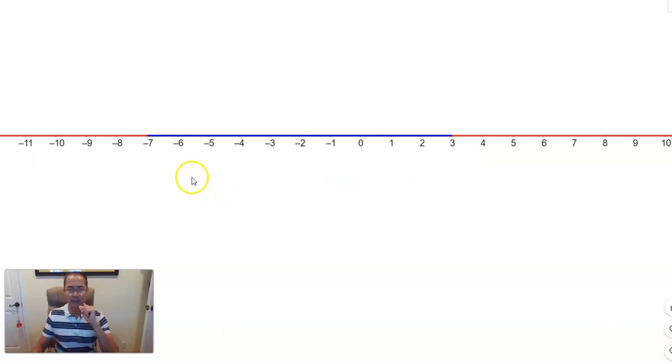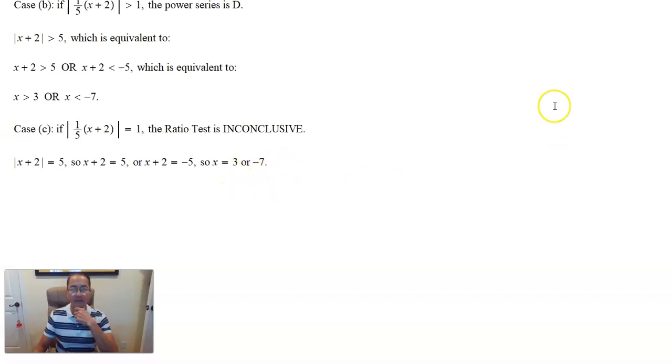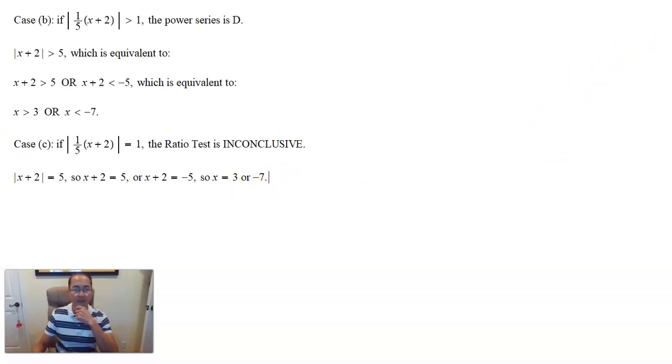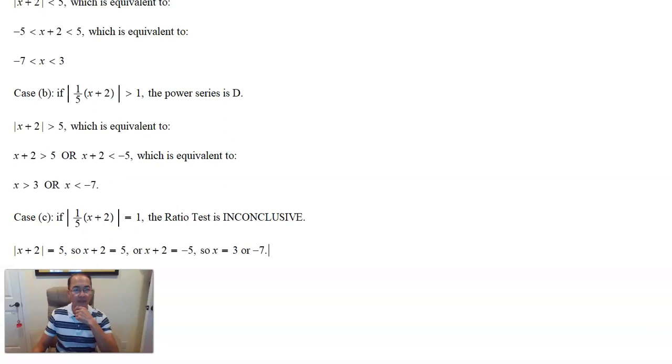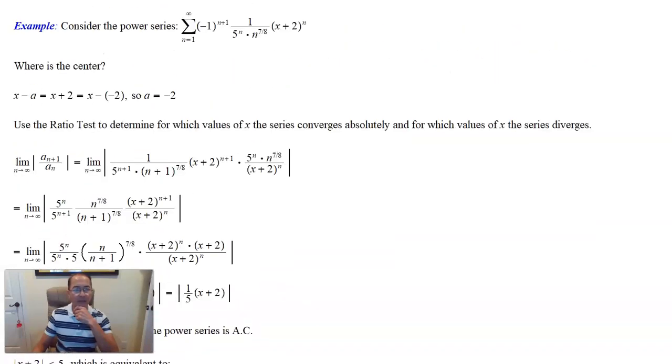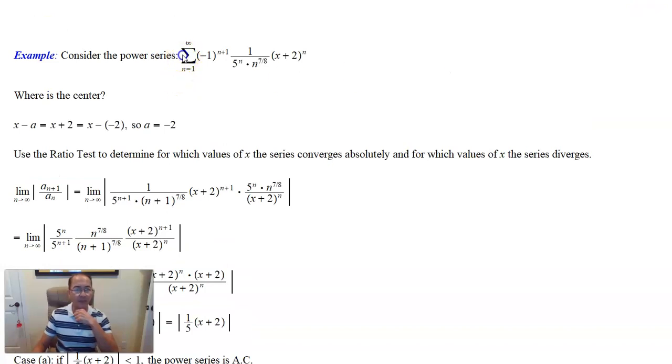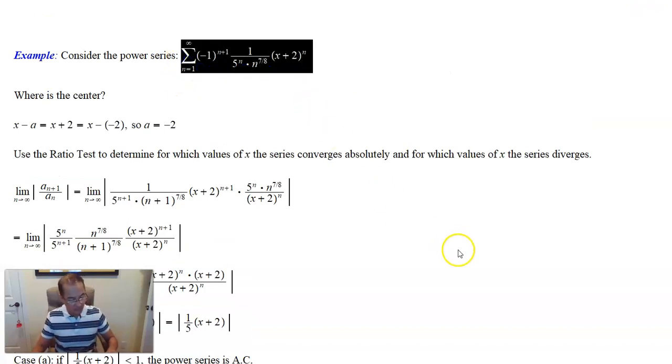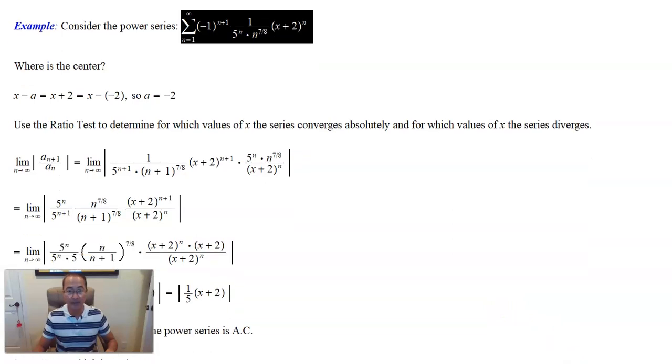What is happening when x is 3 or minus 7? Let us go find out. All right, so that is where we left off over here. Our test is inconclusive when x is 3 or minus 7. But let's go all the way back to the start of the problem. We have this power series. So let's copy it down to the bottom.